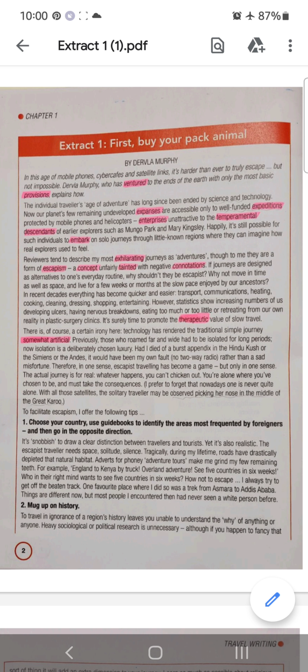In recent decades, everything has become quicker and easier. Transport, communications, heating, cooking, cleaning, dressing, shopping, entertaining. However, statistics show increasing numbers of us developing ulcers, having nervous breakdowns, eating too much or too little, or retreating from our own reality in plastic surgery clinics. Things are becoming easier, but people still seem to be having problems and developing problems.